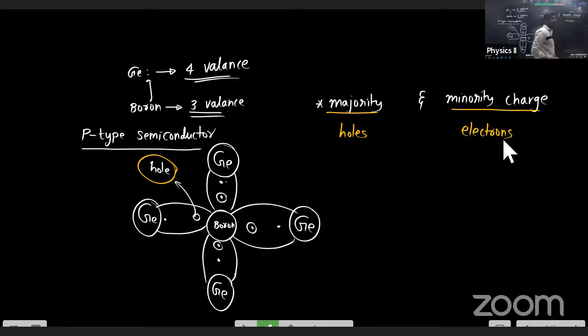All these things are important questions for your examination. What are intrinsic and extrinsic semiconductors? Intrinsic semiconductor means the pure form of silicon and germanium. What is the meaning of extrinsic semiconductor?